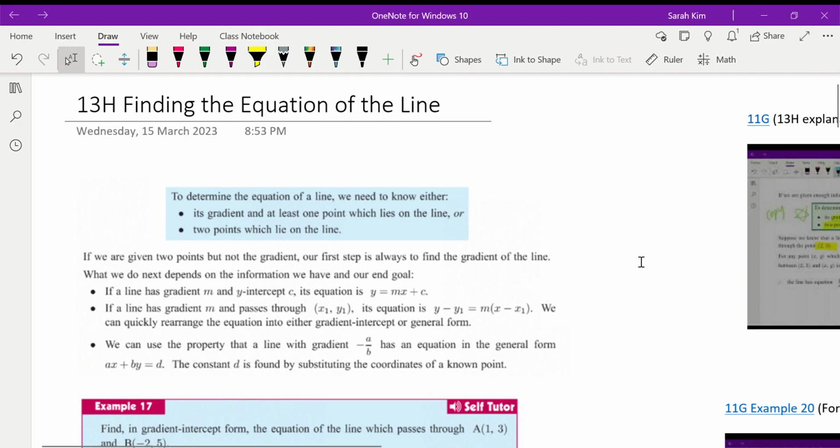Okay, let's give this a go. So now that we've learned a lot of different things about a line and a straight linear equation, we should be able to find the equation of the line as well when we're given some other facts. So there's two ways we can find it: when we know a gradient and at least 1 point, or just 2 points. So if we know one of those, we should be able to find the equation of the line.